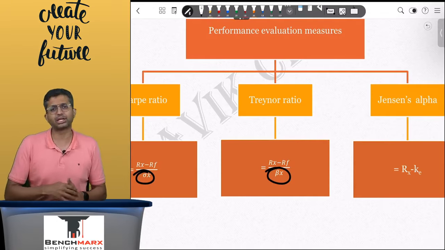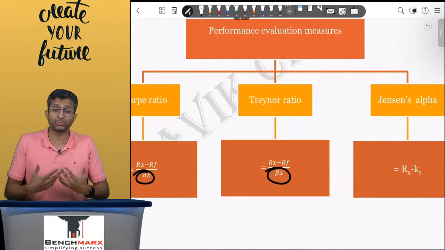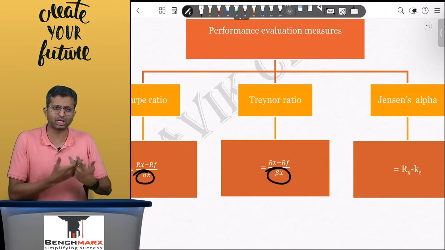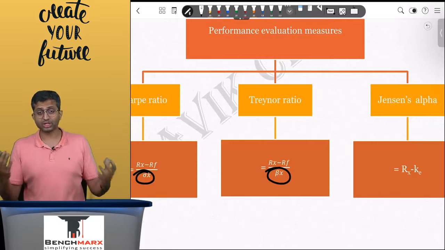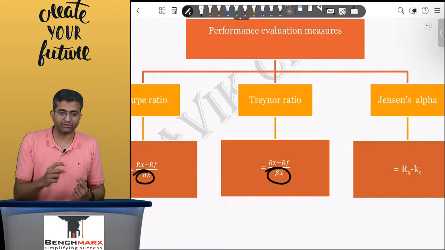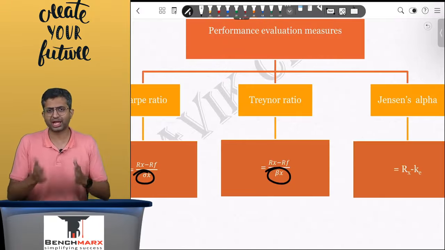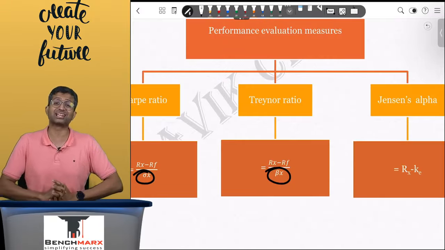Sir, why does Sharpe take standard deviation in the denominator? Because Sharpe over here wants to evaluate a fund manager. Till now, Sharpe has been assuming that the investor is efficient and hence is diversified. But what if the investor is not? If the investor is not diversified, the standard deviation will be higher. And as a result, Sharpe says that you have to take standard deviation in the denominator.